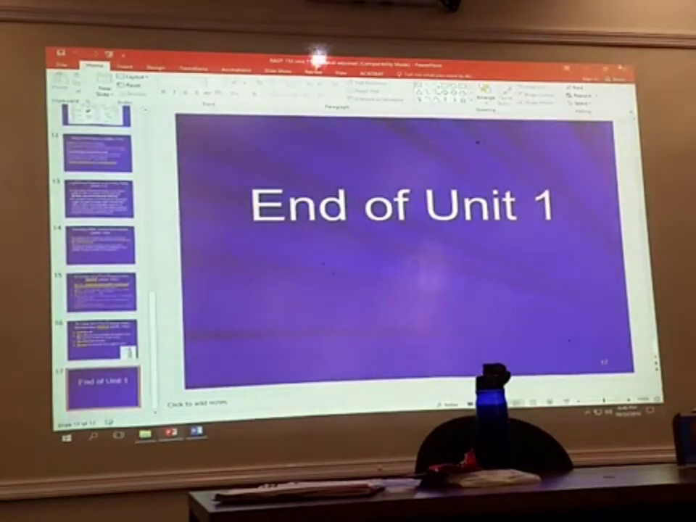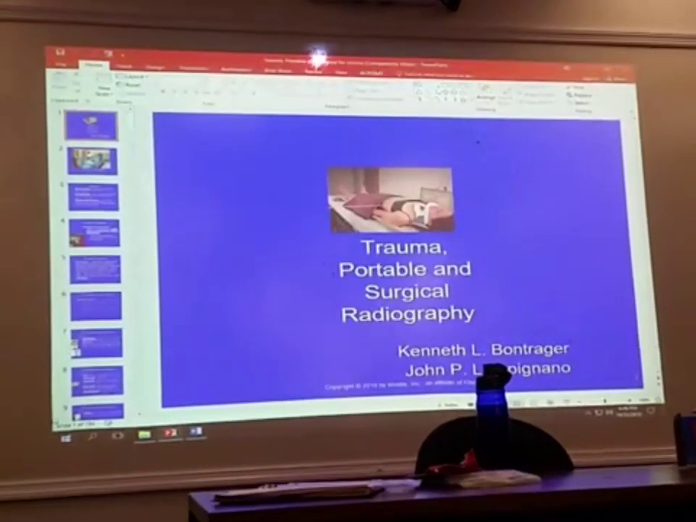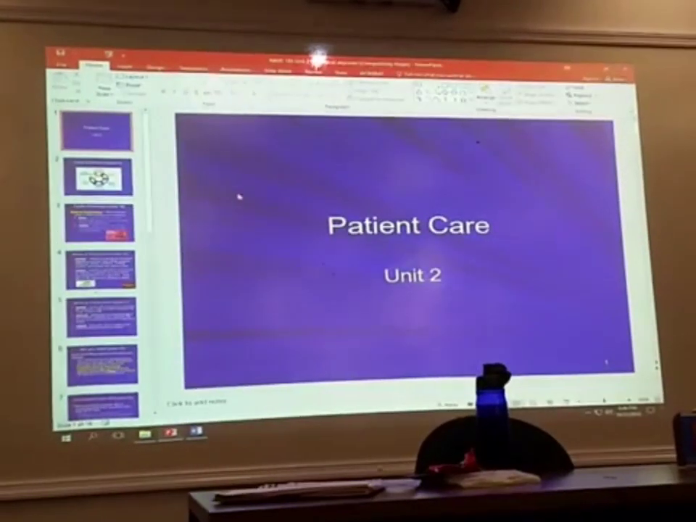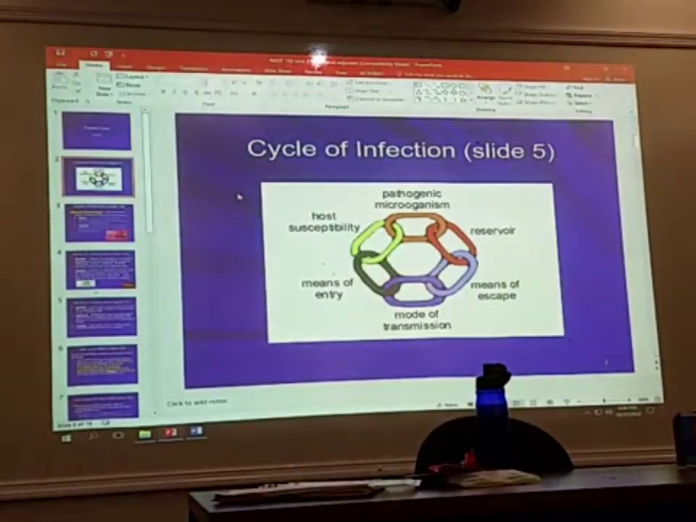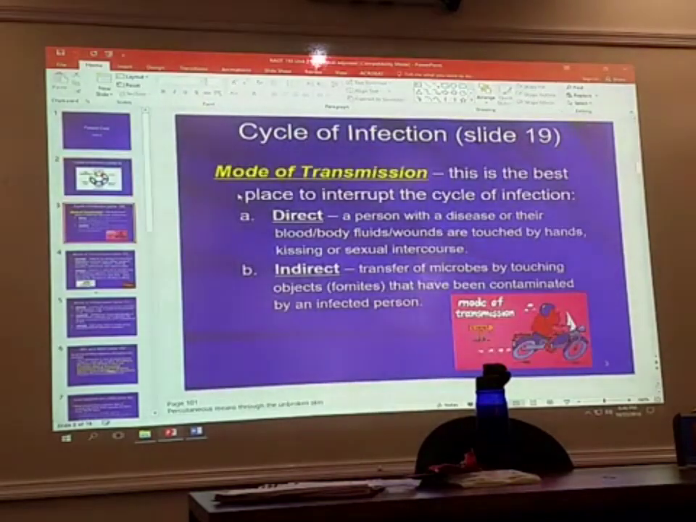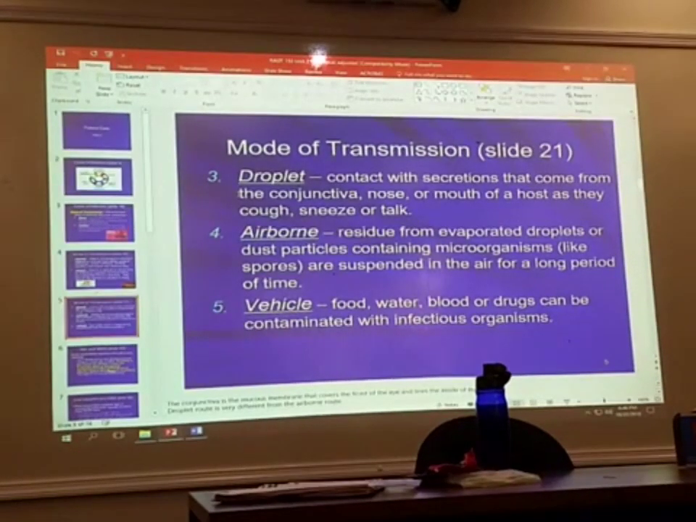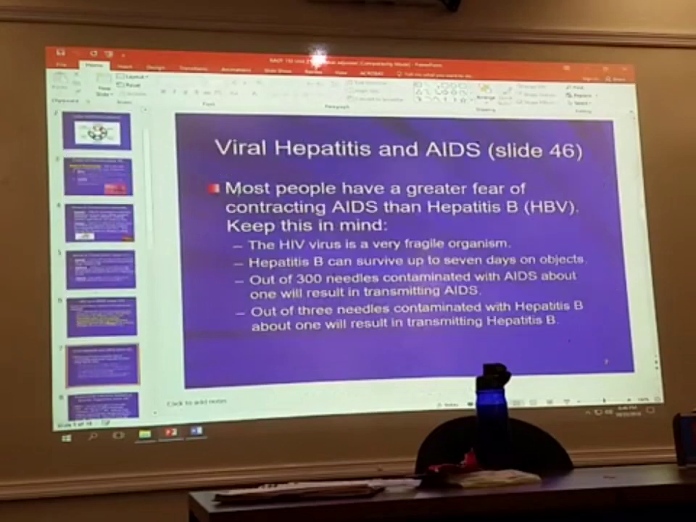So that pretty much covers the first unit here. Let me go over and pull out unit 2. And again, we're going to really just know about the cycle of infection and being familiar with direct contact and indirect contact, and what's a fomite, what's a vector, droplet, airborne, the difference between those.